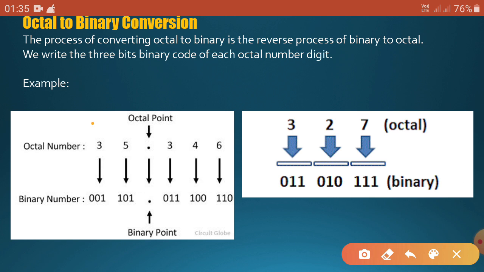So for octal number 35.346, the binary number will be 011 101.011 100 in the binary number system. Here we have to write down the respective binary number for every octal number. Now if the question is, sir, how can we write 6 as 110?